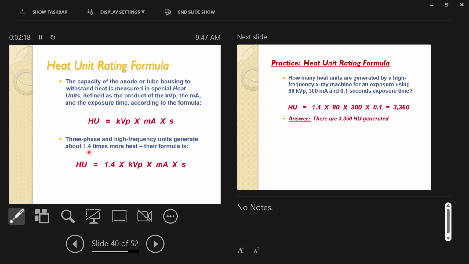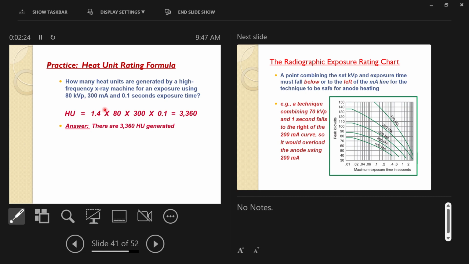So let's give an example here. I'll come back to that if you guys need me to, but I think you'll be able to get it as we do our example. This is a practice question. It says how many heat units are generated by a high-frequency X-ray machine, assuming the exposure was done at 80 kilovolts, milliamperage was set to 300, and time was 0.1 seconds, a tenth of a second.